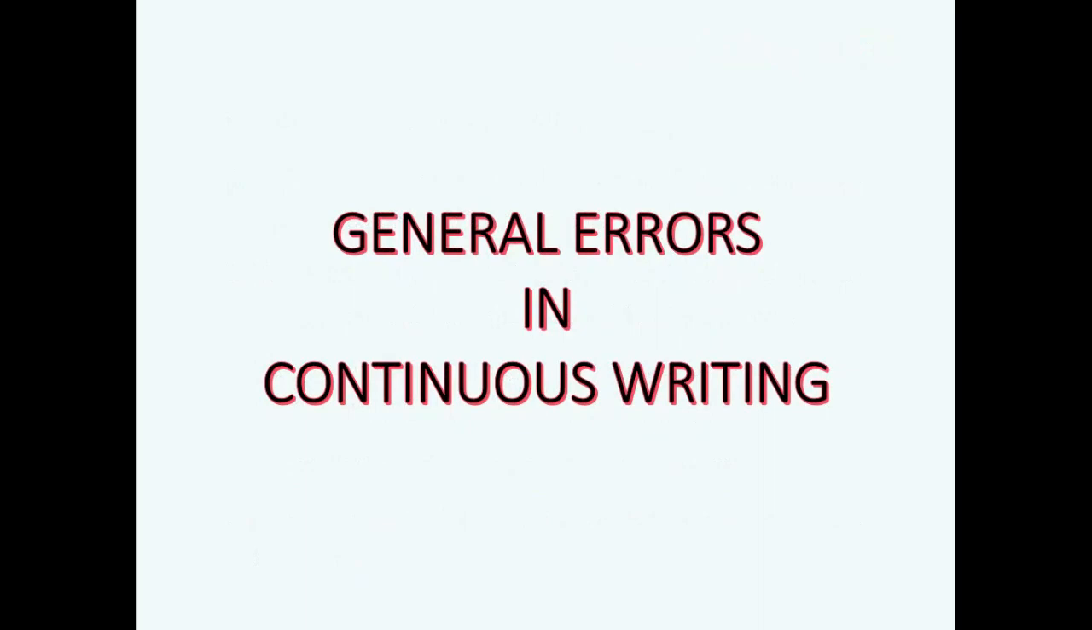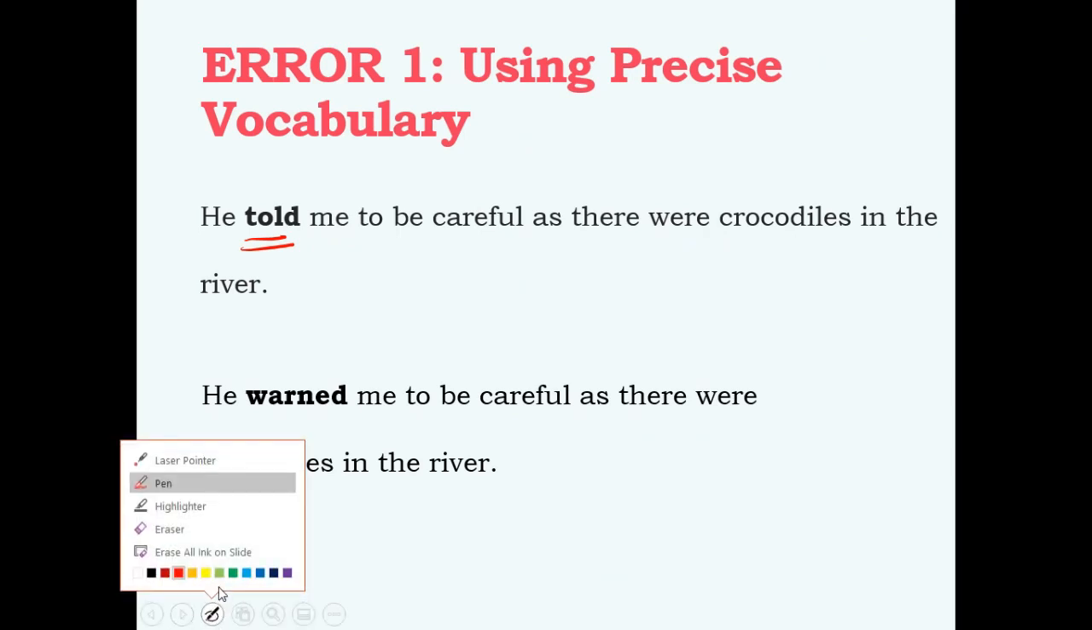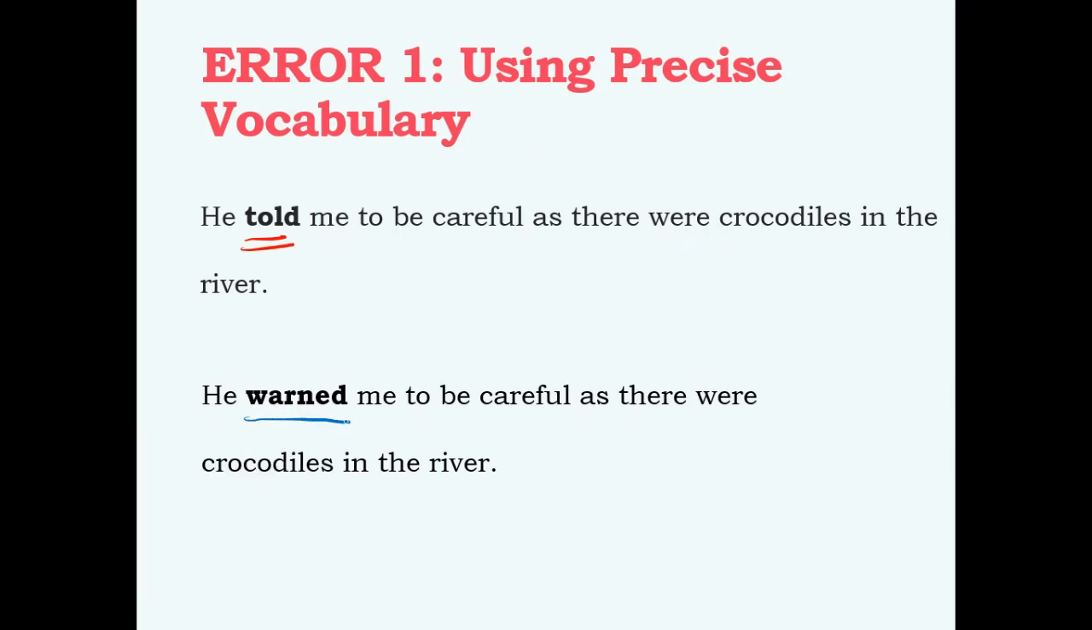Now, there are some general errors in continuous writing which students tend to make. The first one is using precise vocabulary. For example, he told me to be careful as there were crocodiles in the river. If I use the words he warned me, it sounds more effective than told, because he told me to be careful is just him telling me, but he warned me has more effect because you are being more stern, all right? It's like he warned me, so it means I shouldn't go there, okay?